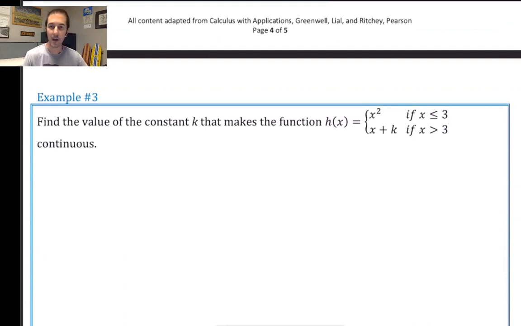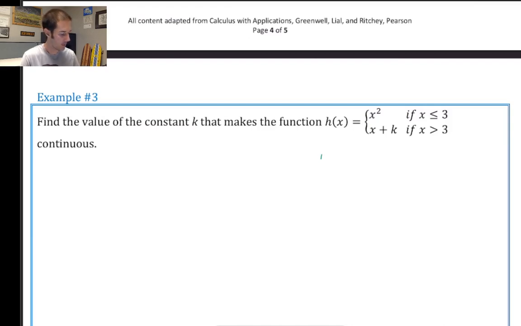This is another style of question that pops up pretty frequently. And here we want to find a k value that makes this function continuous. So let's look at the piecewise function. The first piece is defined for all the x values less than or equal to 3, and the function associated with those x values is x squared, which is a polynomial, which is continuous everywhere that it's defined, all the way up to the point where x equals 3.